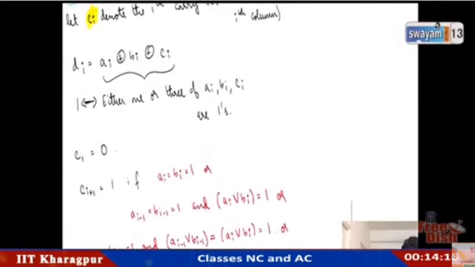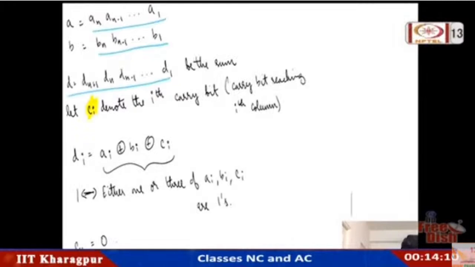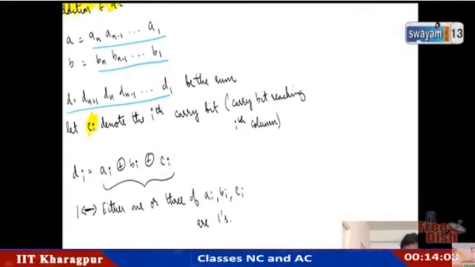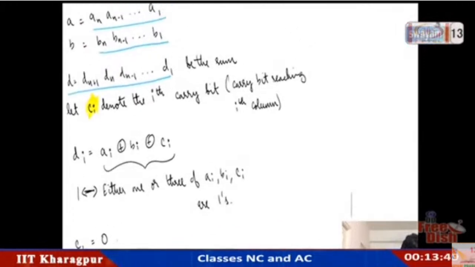So when is the ith carry bit equal to 1? Okay, so let us see. So C1 is 0 by definition, because A1 and B1 are the least significant bits, so there is nothing coming from the 0th carry, right? So C1 is 0. Okay, and when is Ci plus 1 equal to 1? It becomes 1.